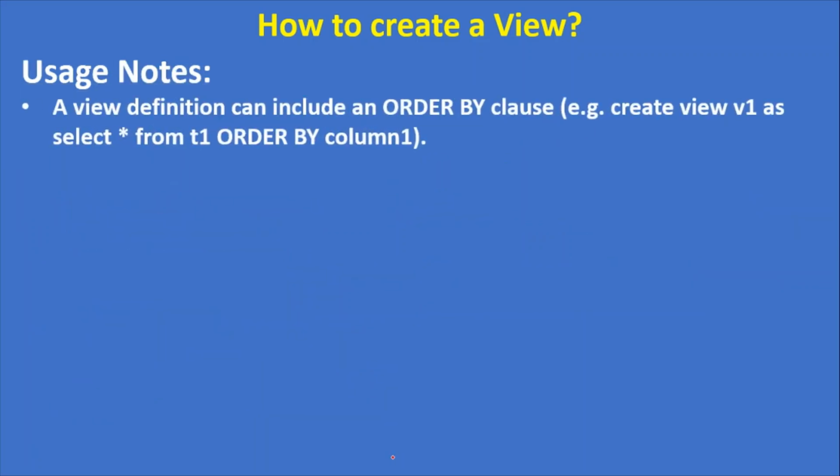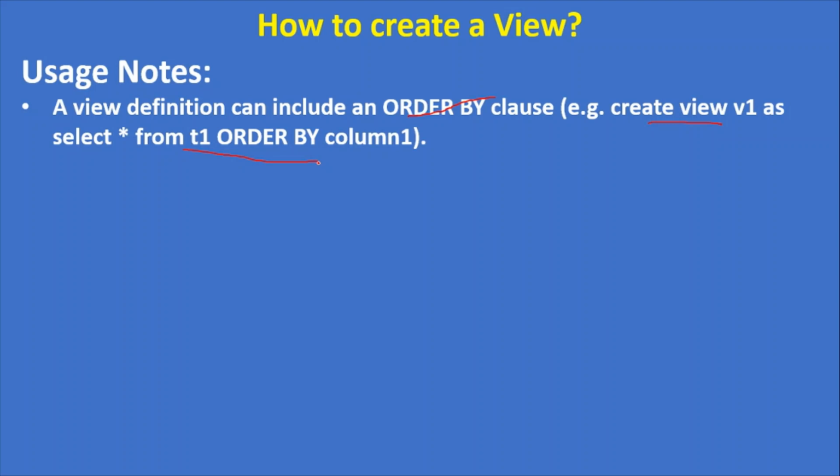Now we will see the usage notes. A view definition can include an order by clause. Please note that while creating the view, we can use the order by clause. Like when you select data from your query, we include the order by clause to sort the data. In a similar way, while creating the view itself, we can include the order by clause. But this is not a good practice to include the order by clause as part of the view definition. If you want, you can use the order by clause while retrieving data from that view.